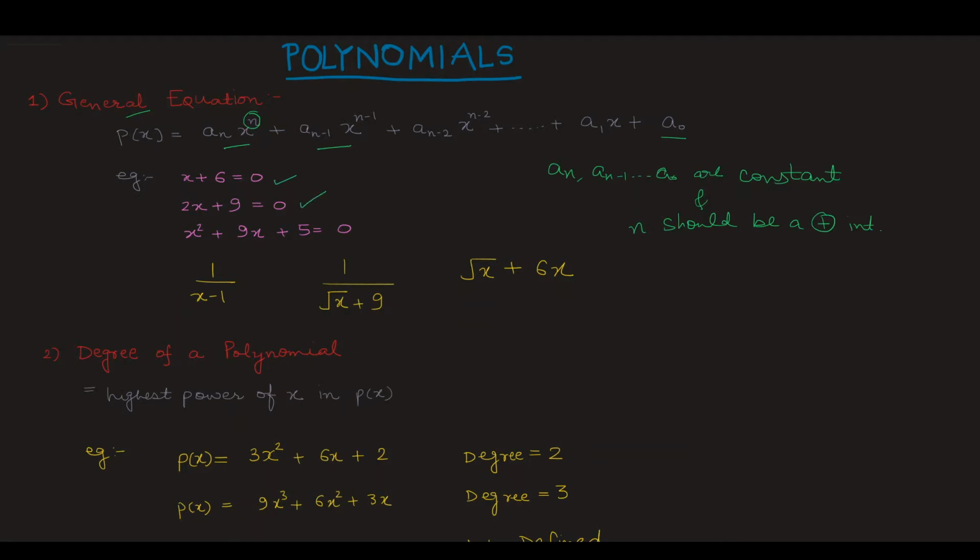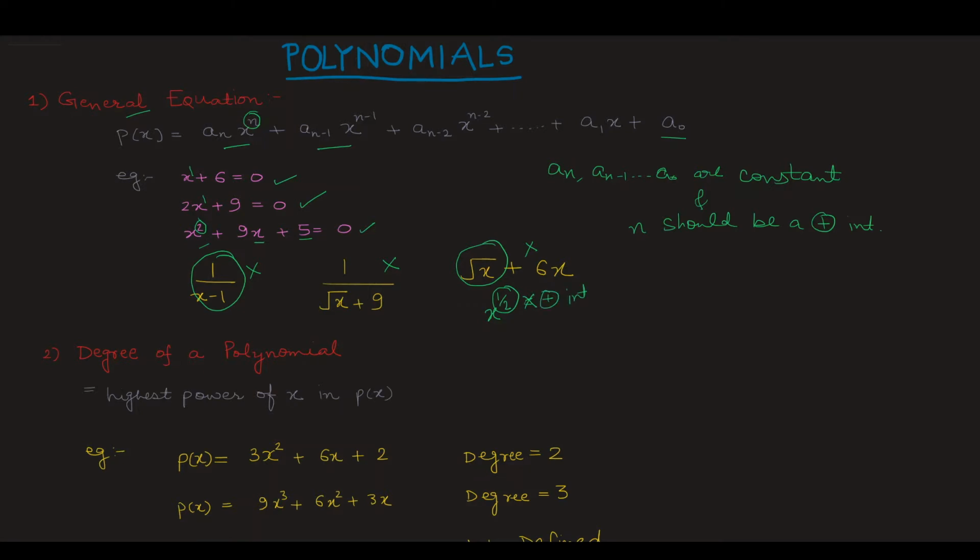So the examples of polynomial would be x plus 6 is equal to 0, 2x plus 9 is equal to 0, x square plus 9x plus 5 is equal to 0. In this the n is 2, in this the n is 1, here also 1, but in this case n is not defined, which means this is not a polynomial. Same with this case, this is also not a polynomial because root x is x to the power half and half is not a positive integer.